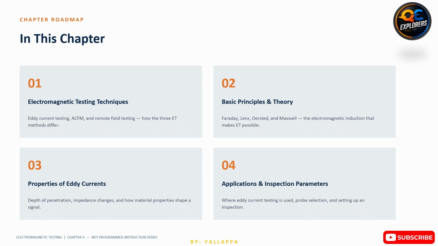Finally, the fourth section covers applications and inspection parameters. This is where theory is translated into practical inspection. We'll discuss where eddy current testing is commonly used, how to select the appropriate probe for different components, and how inspection parameters such as frequency, gain, filtering, and standardization are adjusted to achieve accurate and reliable results.